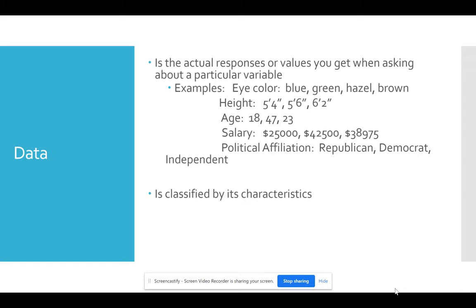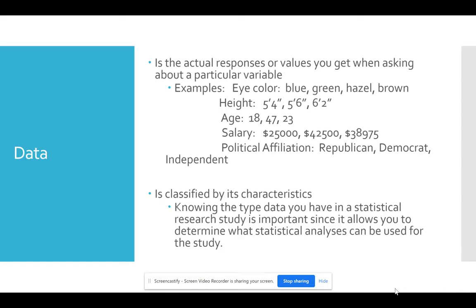Data, if you'll recall, is classified by its characteristics, whether it is words or numbers, and also its level of measurement. And knowing the type of data that you have in a particular research study is important because it helps you to determine what types of statistical analyses you can and cannot do. So it's really best from the beginning that you identify what type of data you have. So we're going to review how to classify data by its characteristics.